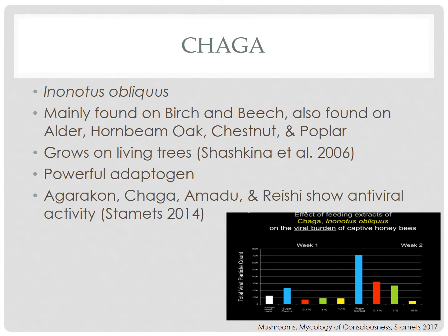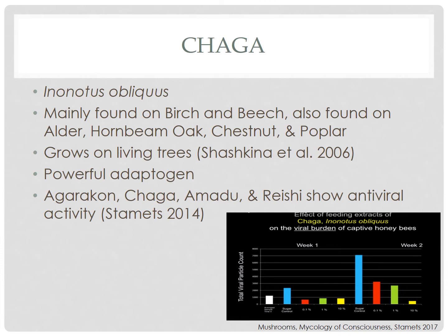Chaga is mainly found on birch and beech trees throughout the boreal forest. It grows on living or freshly cut trees, but as the tree dies, the active compounds from the mushroom decrease dramatically. This graph shows the viral burden reduction when captive honeybees were given a solution containing extracts from the chaga mushroom.